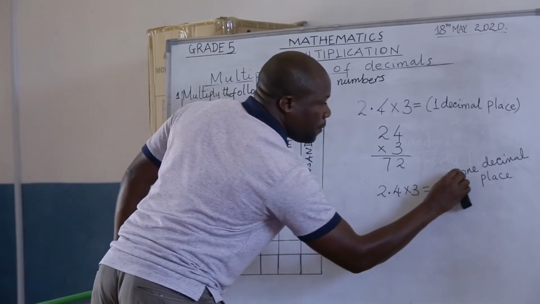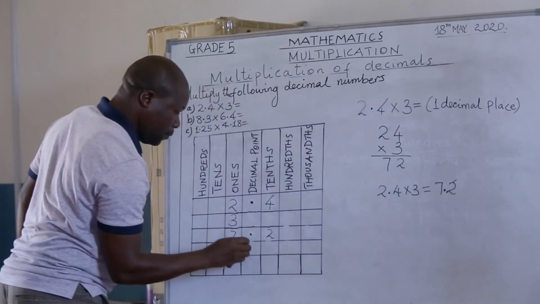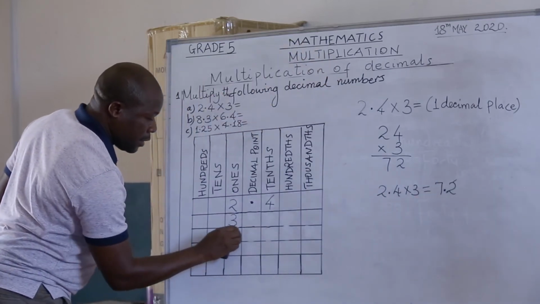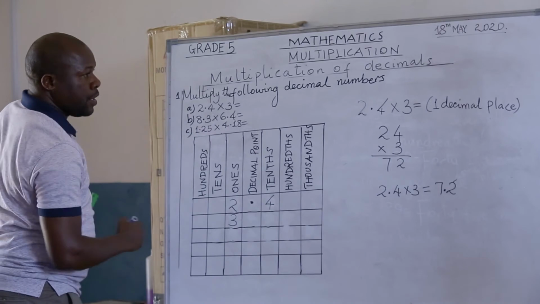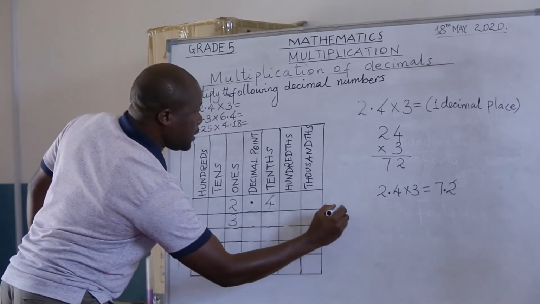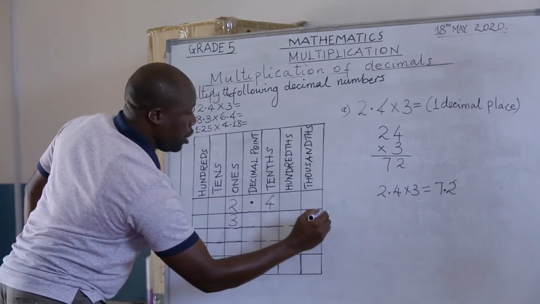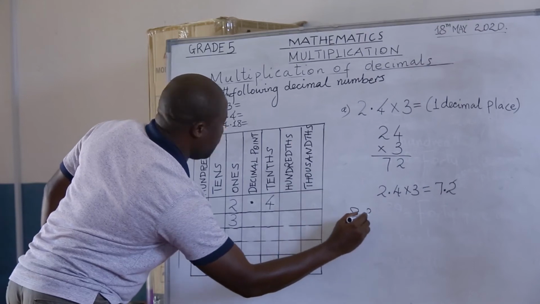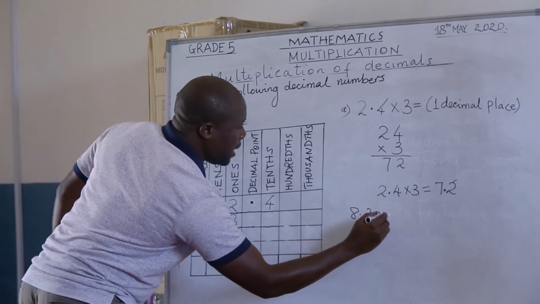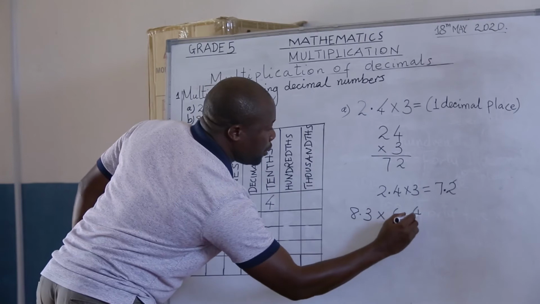Dear viewer, let us get to the second task. Our second task is 8.3 multiplied by 6.4.